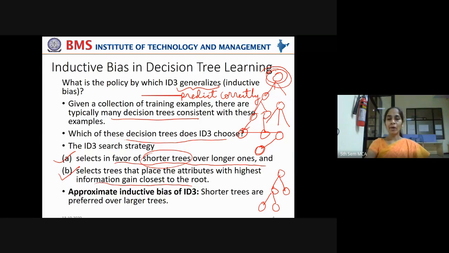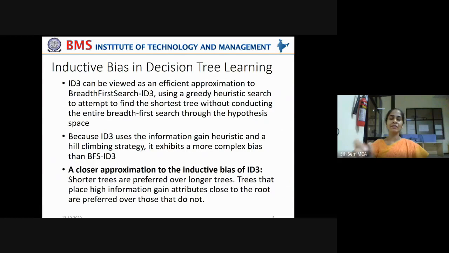Okay, now the approximate inductive bias of ID3 is, we have seen this in yesterday's class, right? Shorter trees are preferred over larger trees. Now, ID3 can be viewed as an efficient approximation to breadth first search. This I have explained to you in yesterday's class. Breadth first search means first it will search all shorter trees, then go for next level trees, then the next level trees. It is searching breadth wise. That is why the ID3 algorithm can also be called the breadth first search ID3 algorithm.